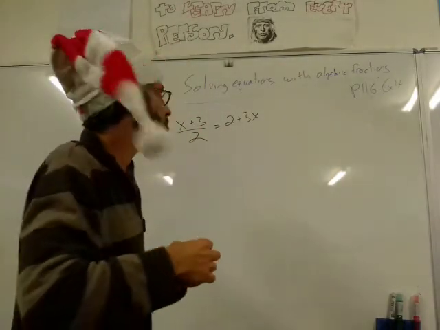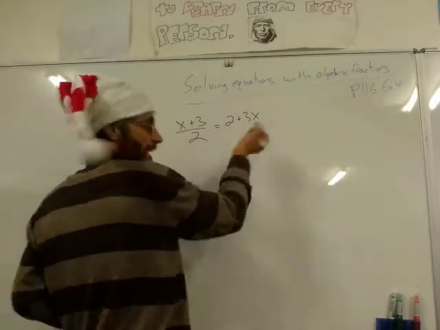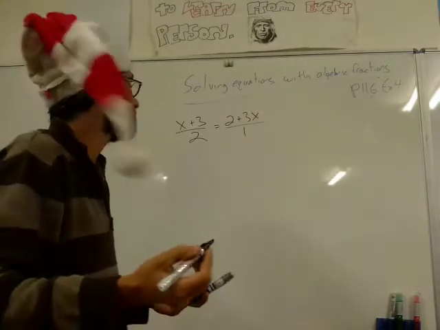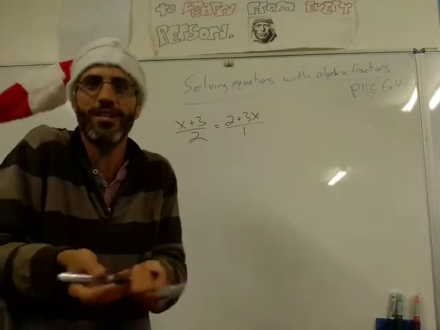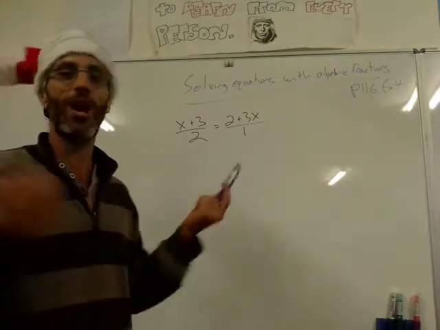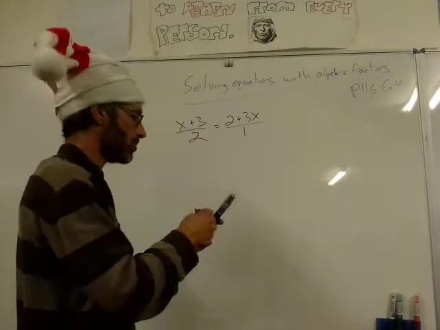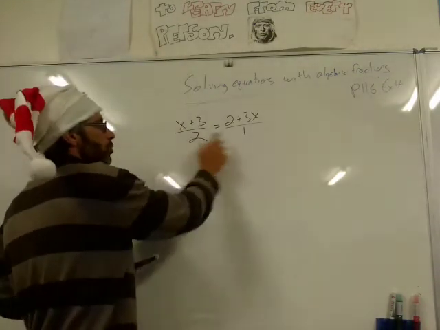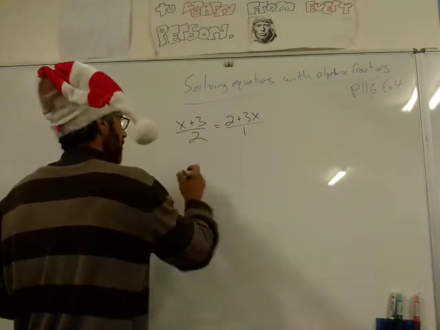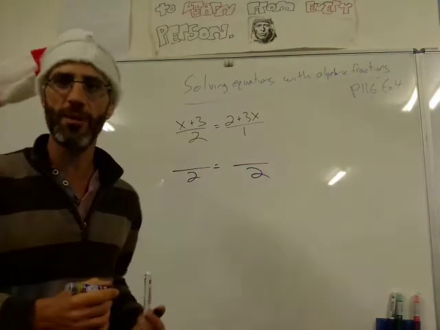What I would say is, like we did before, if there's no fraction, I would make up a fraction. So 2 plus 3x is the same as 2 plus 3x divided by 1. It's the same thing, I can always divide by 1. And now, voila, suddenly I have a fraction. Now I ask myself again, what's the lowest common multiple between 2 and 1? The answer is very simple. It's 2.